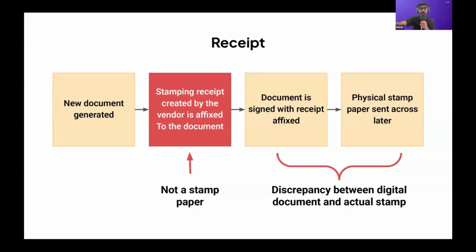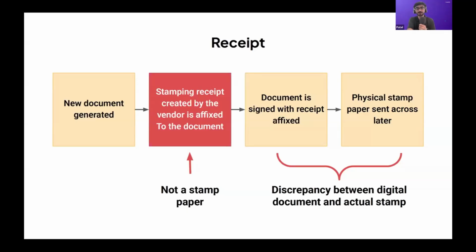So there are 2 reasons this is problematic. One is the stamp receipt actually affixed on the digital agreement is not an actual stamp paper recognized by the government, which is a violation of stamping law. And two, even if, yes, in the process later a stamp paper comes, right, an actual stamp paper is still being purchased, the digital agreement has the receipt, which is a discrepancy, right? There's a difference between what is there in the digital agreement versus what is there physically, which is the actual stamp paper, right? So that's the receipt.